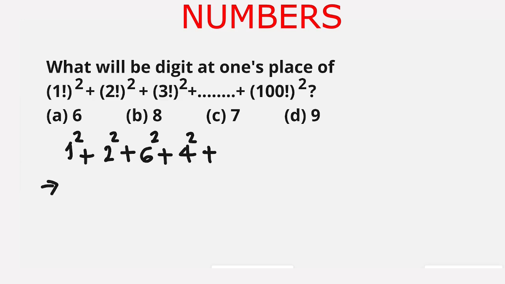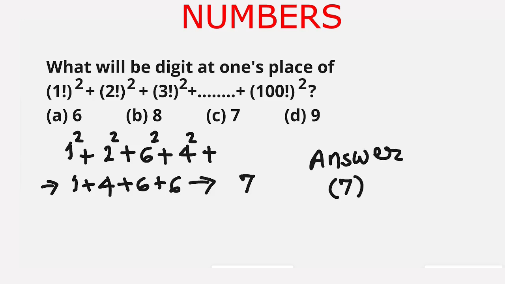So this gives 1 square is 1 plus 2 square is 4 plus 6 square is 36 and ones place of 36 is 6 plus 4 square is 16 and ones place of 16 is 6. This gives 1 plus 4 is 5 plus 6 is 11 plus 6 is 17 and ones place of 17 is 7. So the unit digit of the given question is 7. And from the given options, our answer is option C, 7.